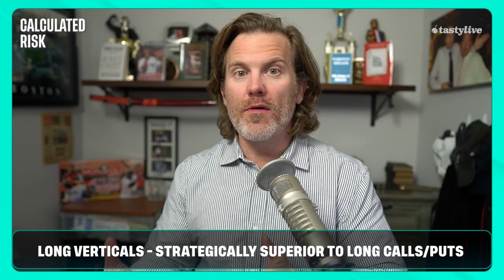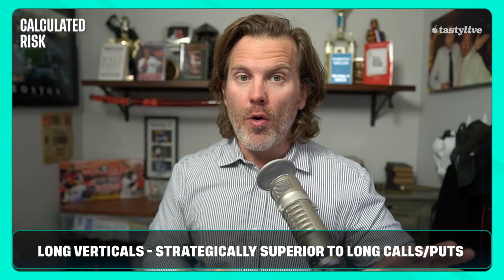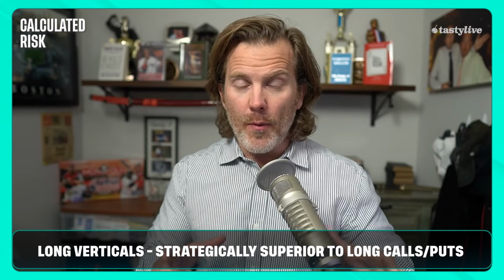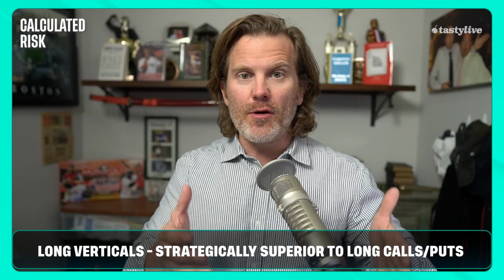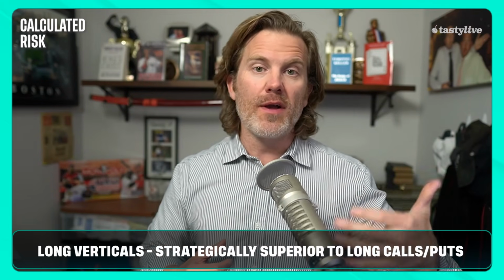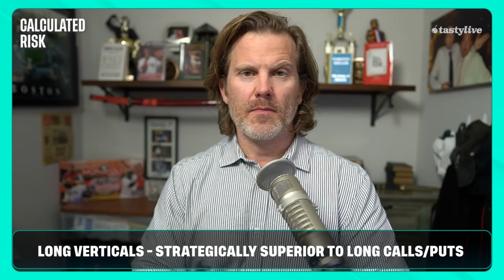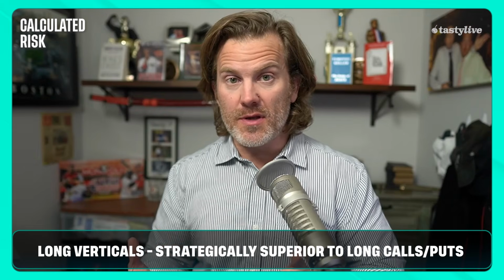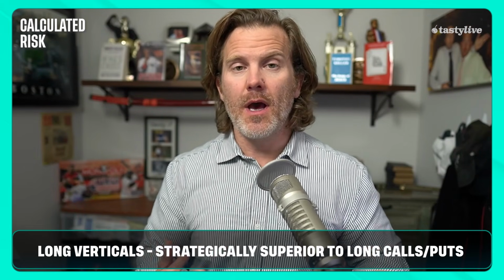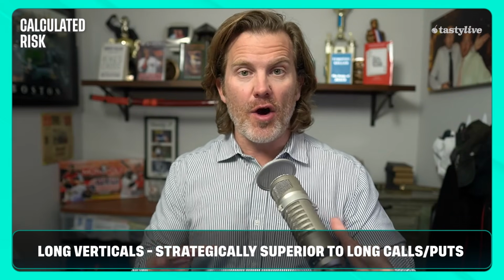Okay, now long verticals. Now this is a different animal, and it's usually more of a lower implied volatility play. Here, what we typically like to do is straddle the current stock price with our strike selection. So I'm going to buy one strike in the money, and I'm going to sell one strike out of the money. If I'm bullish, I would use call options. If I'm bearish, I would use put options. And this is essentially going to give me a 50-50 shot in the underlying stock.